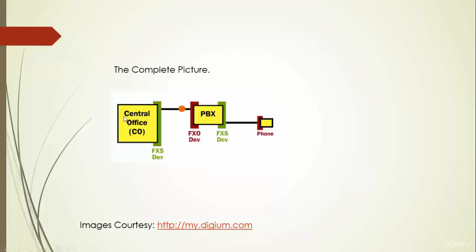As you can see, the central office or the local phone company. So the port facing towards the phone company is called an FXO port or FXO, and the one which is connected to the analog phone or a fax machine is known as FXS. I hope you understand this.